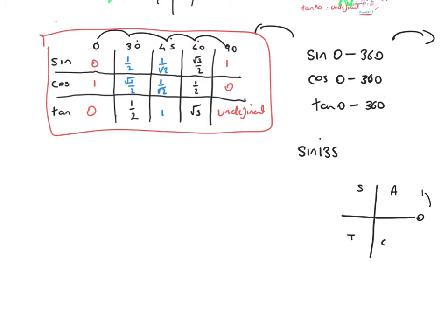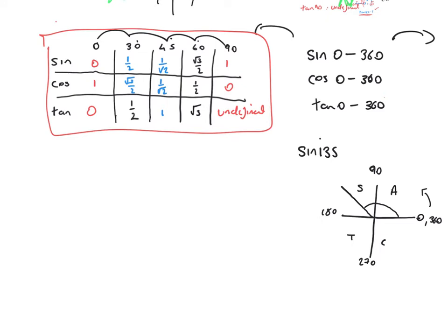So it turns anti-clockwise: 0, 90, 180, 270 and 360. Okay, so what I'm going to do now is draw in 135 degrees as a turn. So we're going anti-clockwise, there's a 90-degree turn, and there is 135 degrees. I'm now going to draw a line up.